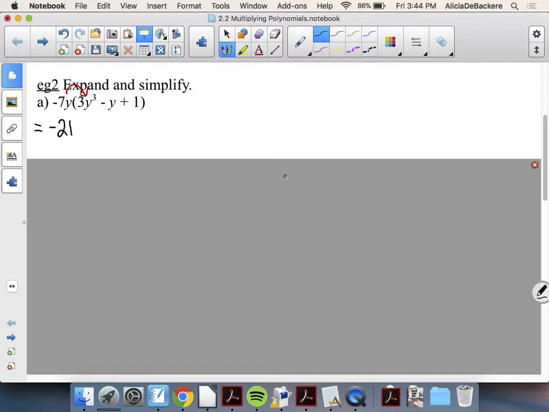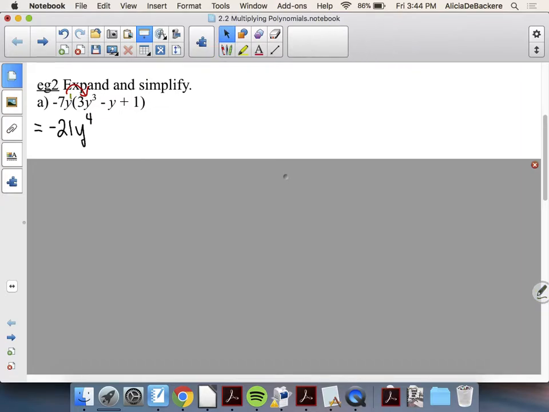I have 1y out front times y cubed. Remember that y cubed just means y times y times y. So now I just have an extra y being multiplied. That's y to the power of 4. You might remember your exponent laws, which tell you that when you multiply two powers with the same base, you can just add the exponents. And there's a little 1 on this y.